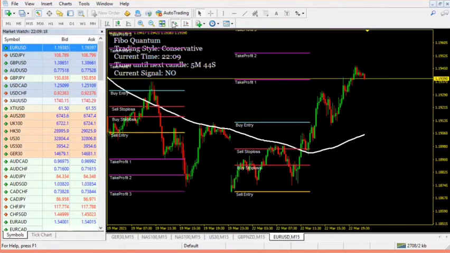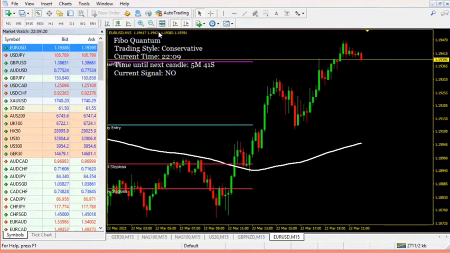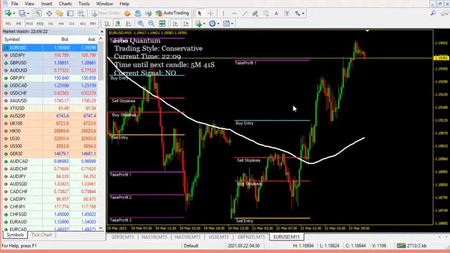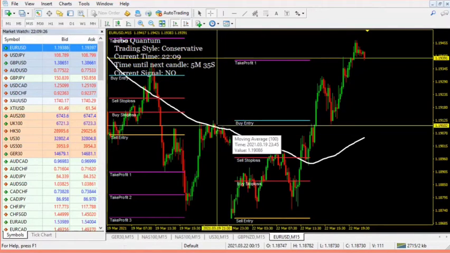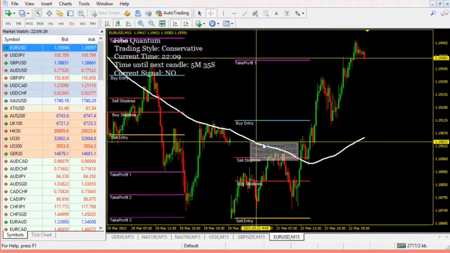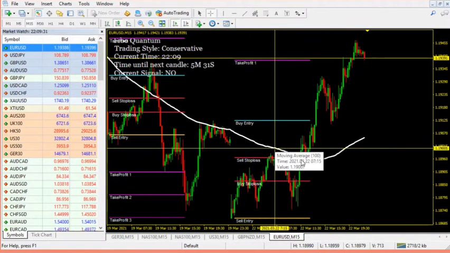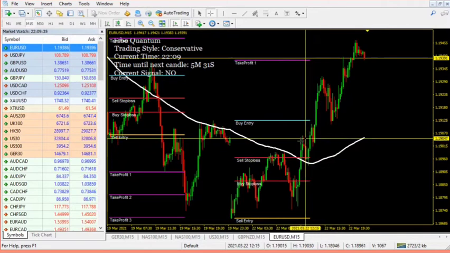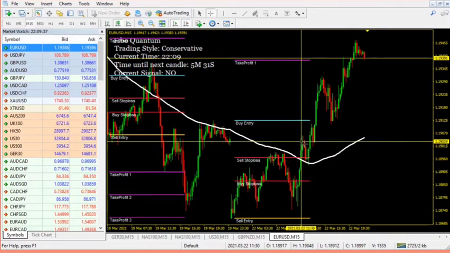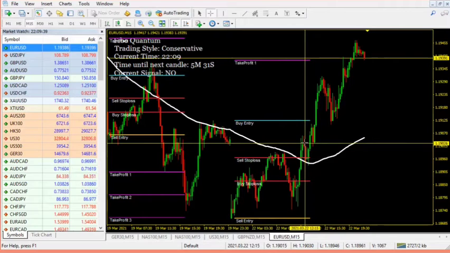Okay. So this is the trade that happened today, guys. Remember, this is an example of a buy trade. Now, remember, the first rule is the price must be above the 100-period moving average. You see this white line on the screen? That's the 100-period moving average. So the price at the time was above the 100-period moving average, okay?